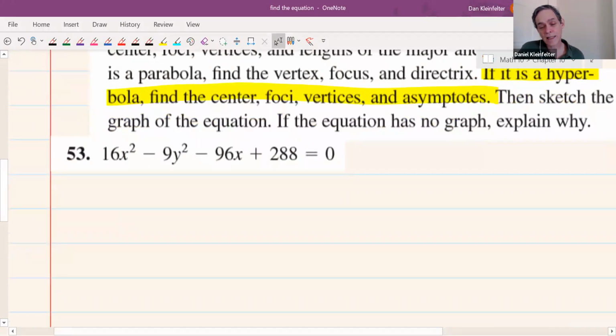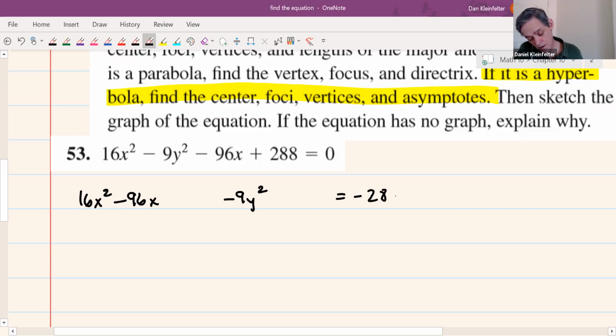So where we'll begin is by completing the square to put this thing in the standard form for a hyperbola. So that means that I want to rewrite this so that all the x stuff is together, and then the y stuff is together. And then let me put that -288 onto the other side. Okay, I didn't lose anything, right? 16x squared minus 96x minus 9y squared, and then the 288 moved to the other side.